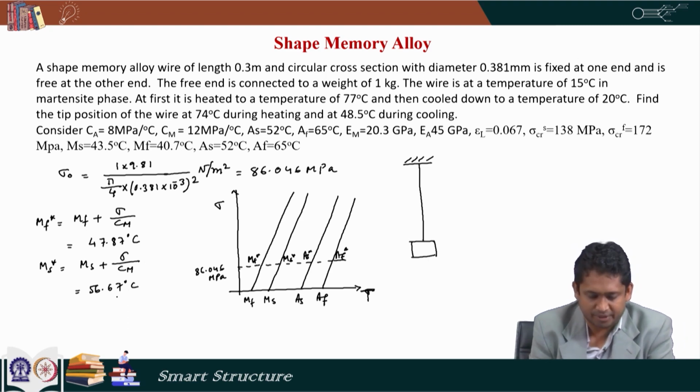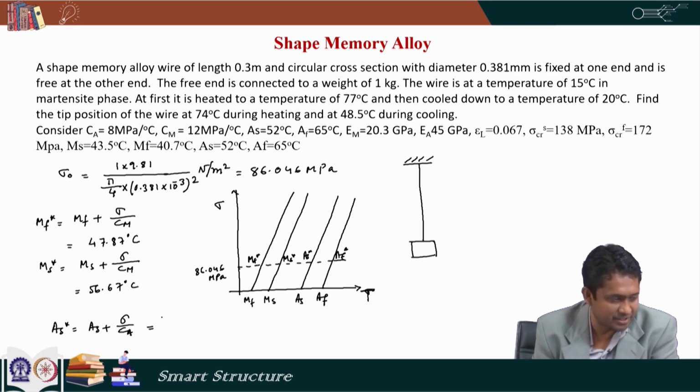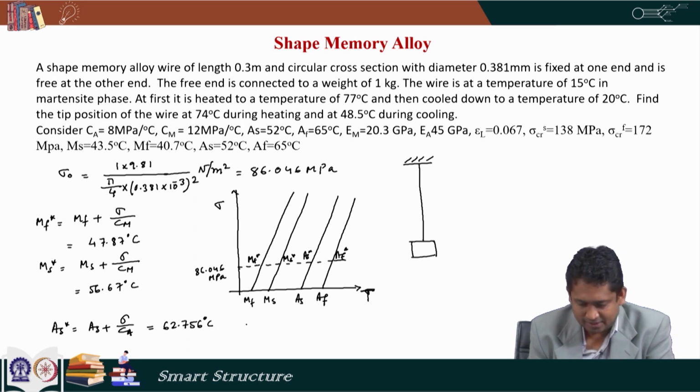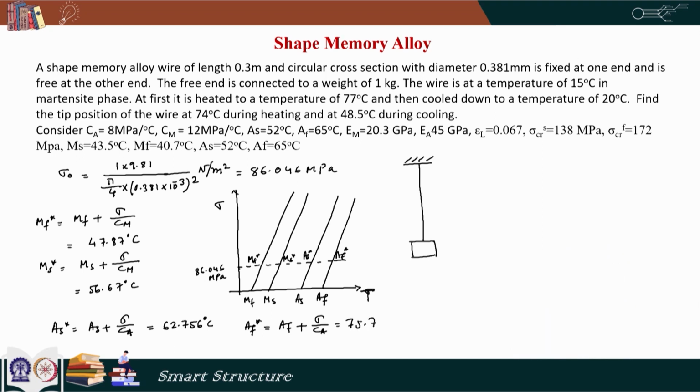Similarly, I can find out the value of AS star. AS star is AS plus sigma by Ca, and this is 62.756 degree centigrade. And then we have AF star, which is AF plus sigma by Ca, and that comes as 75.756 degree centigrade.